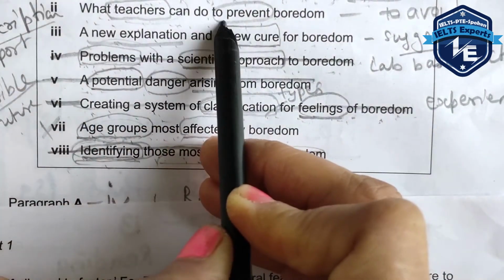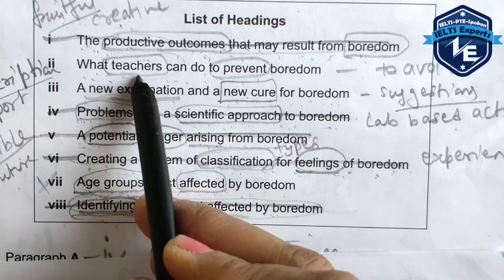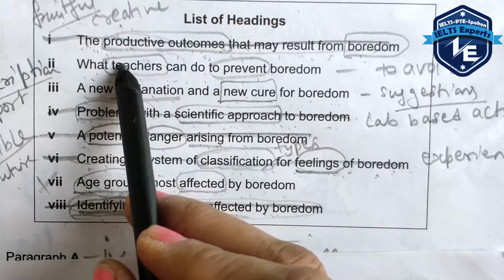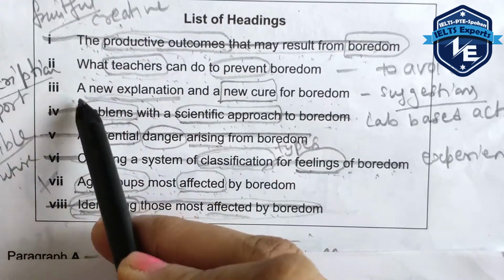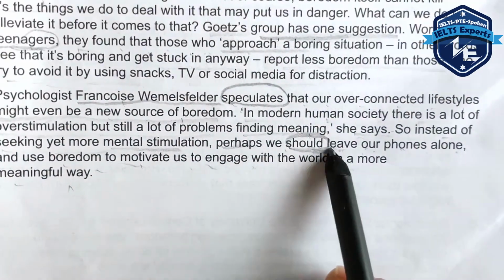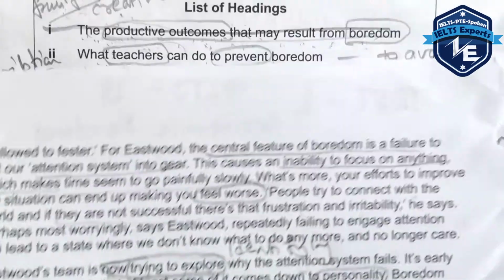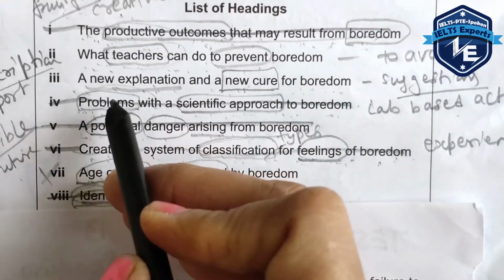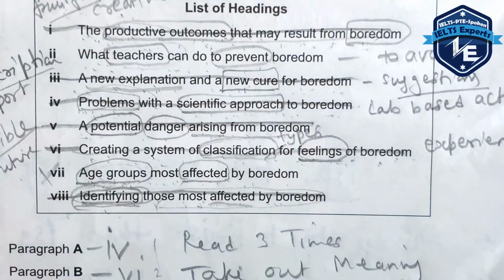What teachers can do to prevent it, nothing has been given about teachers. In fact, in any paragraph, nothing like this kind of word has come. A new explanation, yes, it is given, a new explanation and a new cure for boredom. The new cure for boredom is we should leave our phones alone and use boredom to motivate us. It means this paragraph is a new explanation and a new cure for boredom.